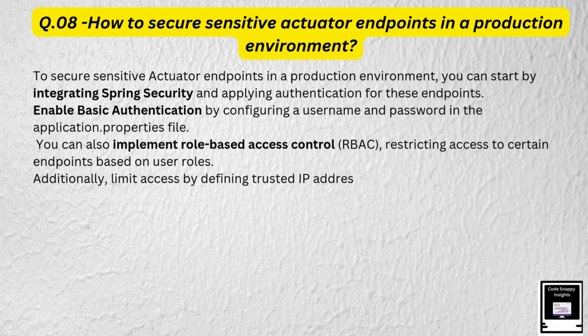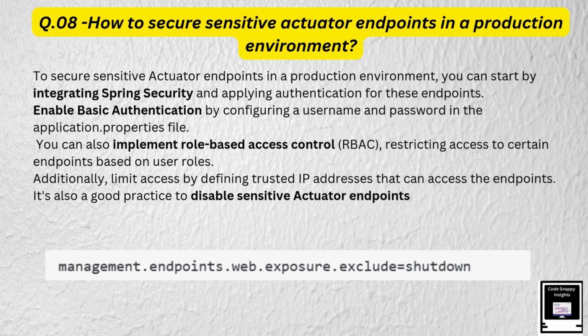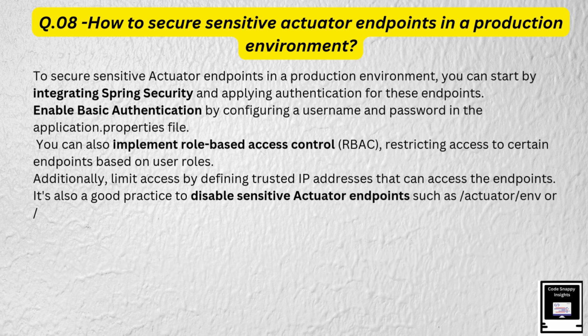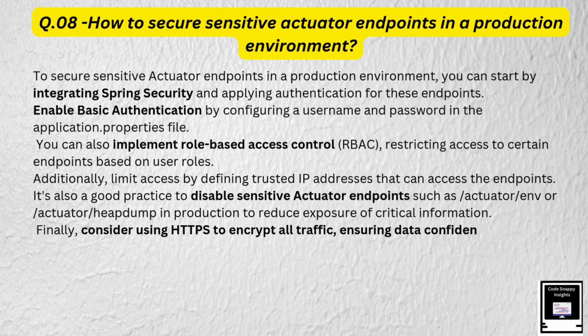It is also a good practice to disable sensitive actuator endpoints such as /actuator/env or /actuator/heapdump in production to reduce exposure of critical information. Finally, consider using HTTPS to encrypt all traffic, ensuring data confidentiality.